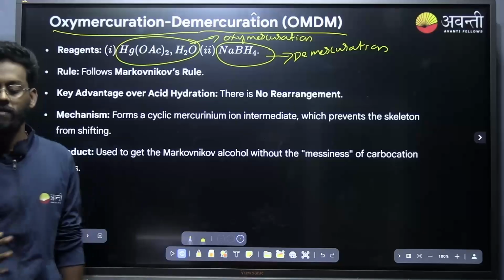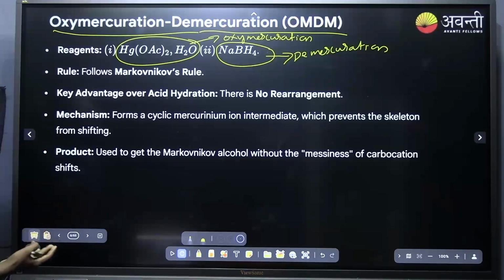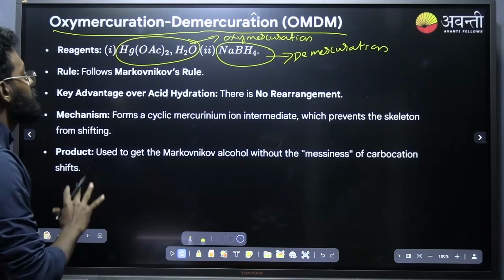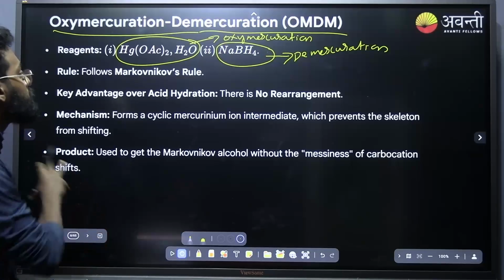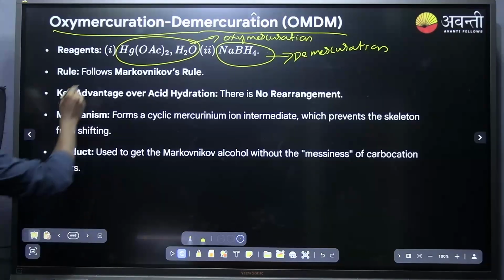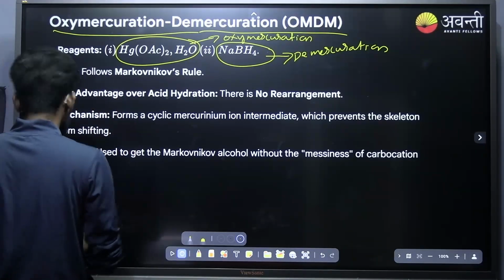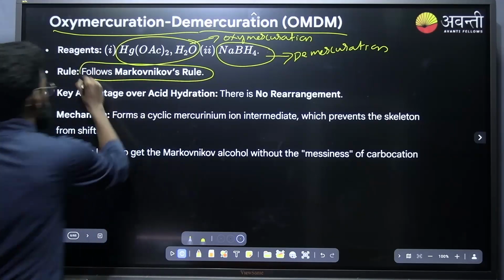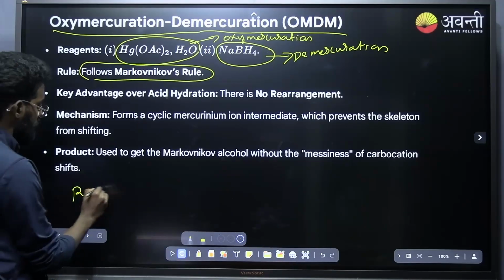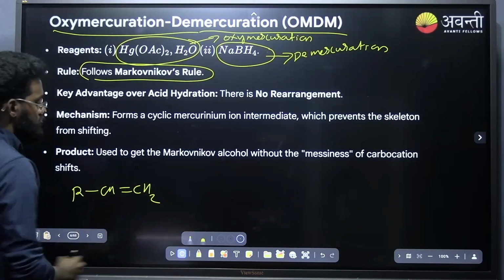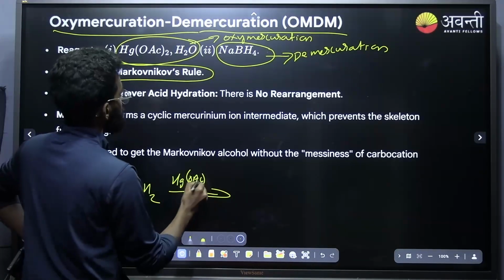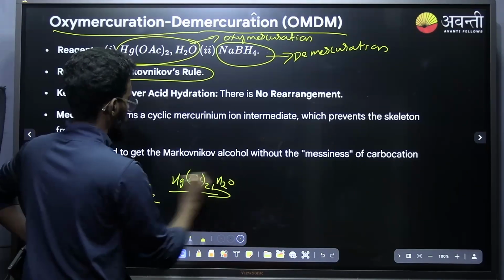Oxymercuration means we will be inserting Hg(OAc)2, that is mercuric acetate, into the alkene bond, and then using NaBH4 we will be removing, or demercurating it, and we will be getting the alcohol. And here what you have to do, just follow the Markovnikov rule. That's all we have to do here. Okay, so let me check a problem: RCH=CH2. This is my substrate. What will I do? The reagent Hg(OAc)2, H2O. Oxymercuration will be happening.